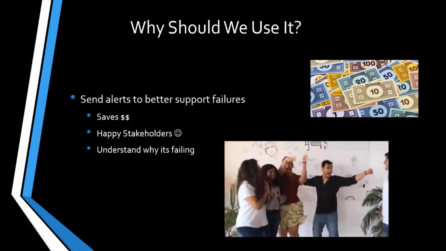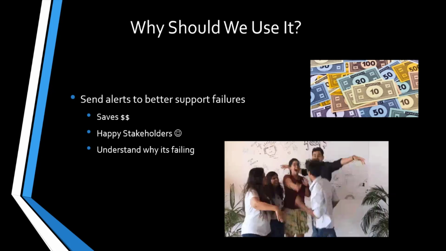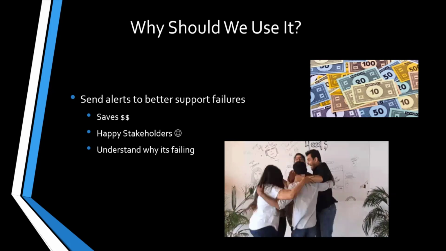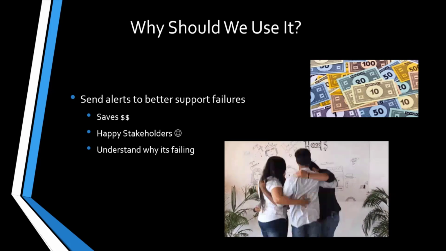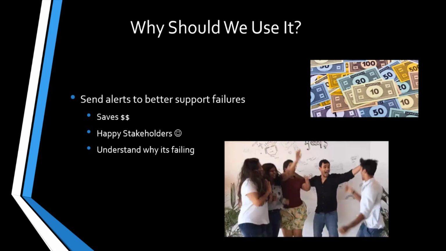We can send alerts to better support failures. You might not even be the person supporting the flow. Like at my organization, we have a separate team for support, and you might not even want to see those emails. You might want to send those emails and those alerts to another team. In this case, this would be perfect.